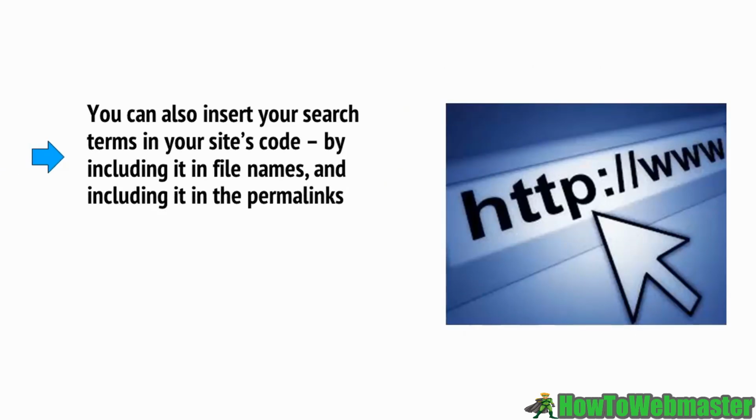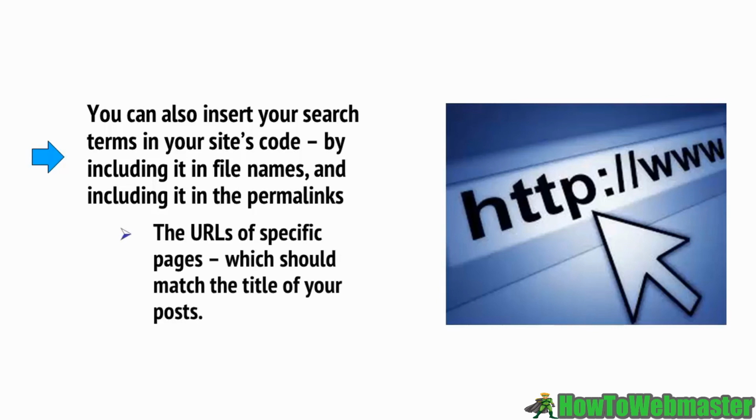You can also insert your search terms into your site code by including them in file names, the file name of an image, for example, and including them in the permalinks. Now, these are the URLs of specific pages, which should match the title of your posts.